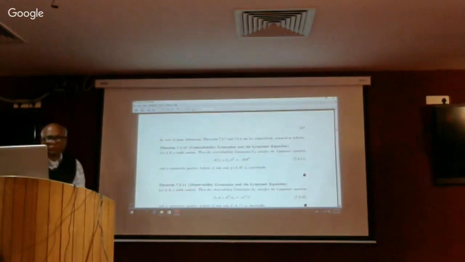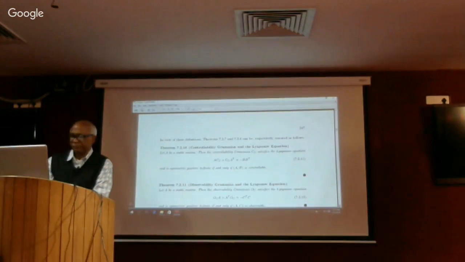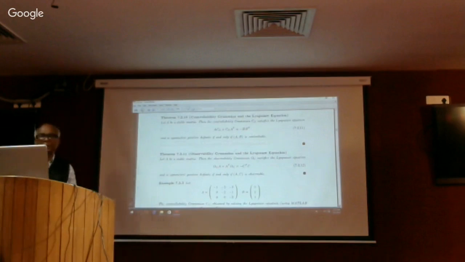And a similar result holds for the observability Gramian. It says that if A is a stable matrix, then the observability Gramian OG satisfies the Lyapunov matrix equation. So instead of B B transpose, now we have C transpose C. And again the same thing, the solution, the Gramian, will be positive definite if and only if (A, C) is observable. So this is another way to determine the observability of the system when the system is stable. We'll see that these things are important, right? We'll see that later.